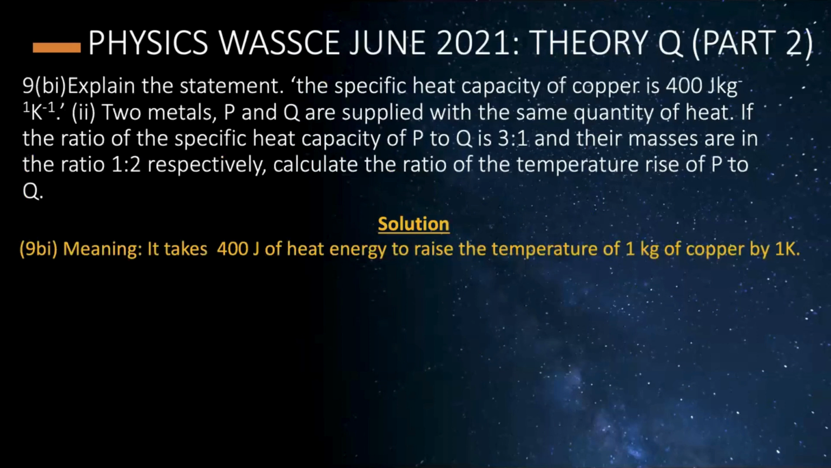says, explain the statement: the specific heat capacity of copper is 400 joule per kg per Kelvin. Per kg is the same as per kilogram. So explain that statement. We've talked about specific heat capacity briefly. Now, if you're asked to define specific heat capacity, what would you say?